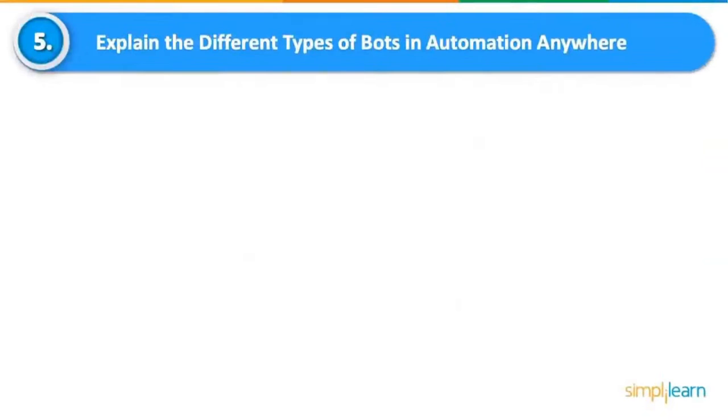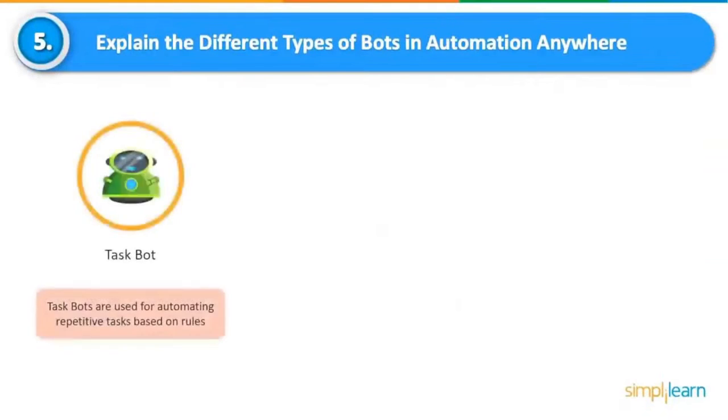Explain the different types of bots in Automation Anywhere. Task bot. Task bots are used for automating repetitive tasks based on rules. These tasks are simple to create and can reliably complete multi-step procedures. Document administration, claims management, HR departments, IT, and other areas benefit from task bots.